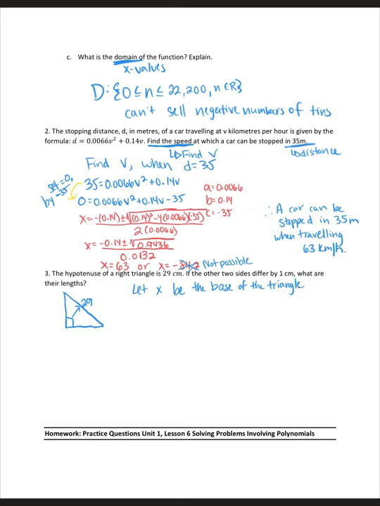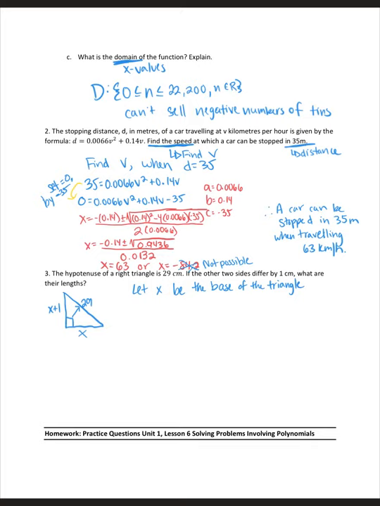So if I say the base of the triangle is x, well, it says the two sides differ by 1 centimeter. So if the base is x, we could say that the height is going to be x plus 1, right? Then the difference between those will just be 1 centimeter. So we have a nicely labeled diagram. We have to think about what we know about right triangles in order to help us solve this.